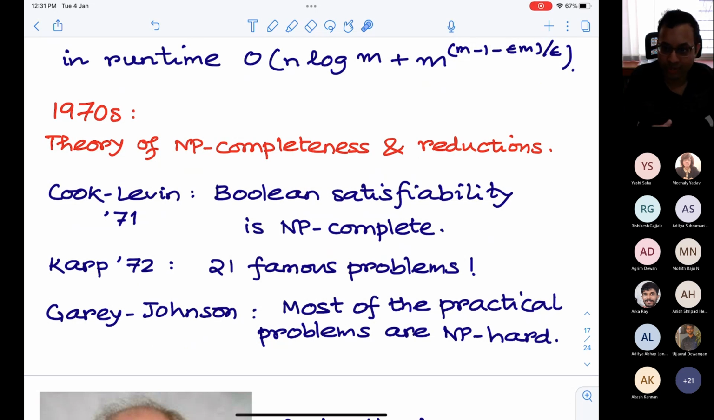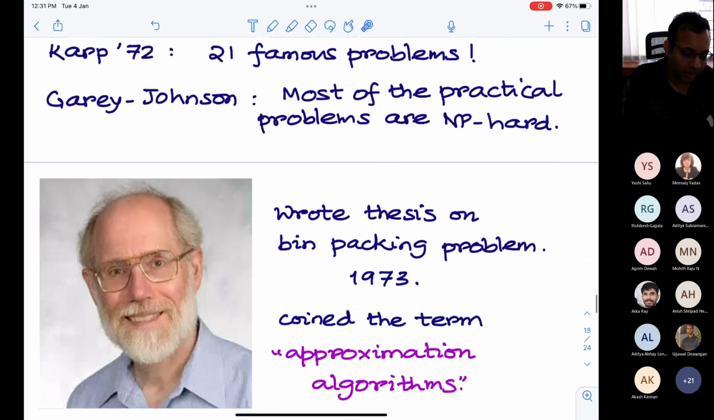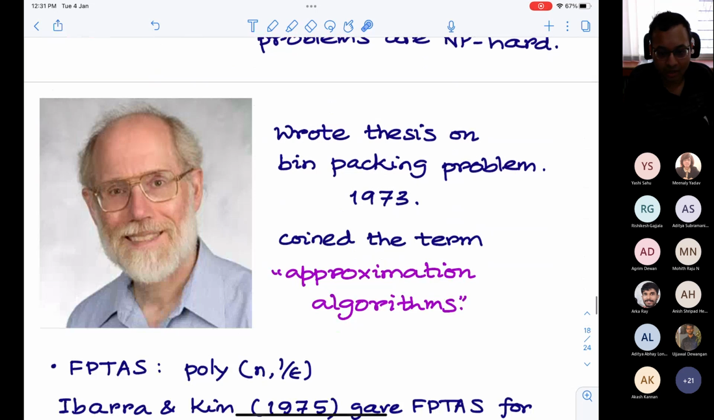So people focused on approximation algorithms a lot, and David Johnson played a great role here. He wrote his thesis on the bin packing problem, and he used the term approximation algorithm. Previously, people did not use any name for this. They gave a guarantee of 2 times OPT or something like that. But the term approximation algorithm or approximation guarantee was coined in the thesis of David Johnson.